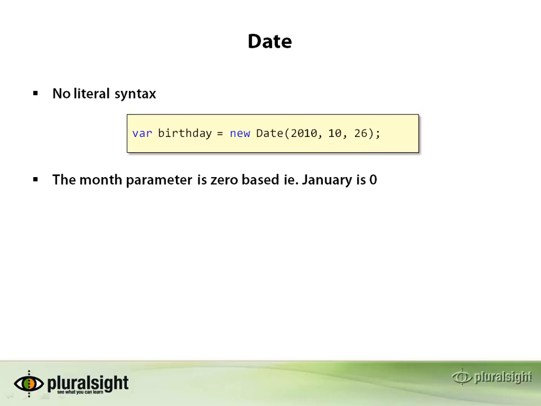To get the current date, you can just create a new date without any arguments, and that will give you the current date.